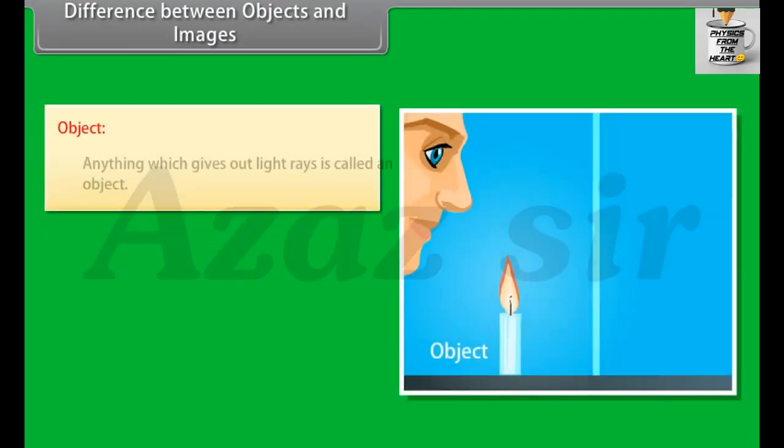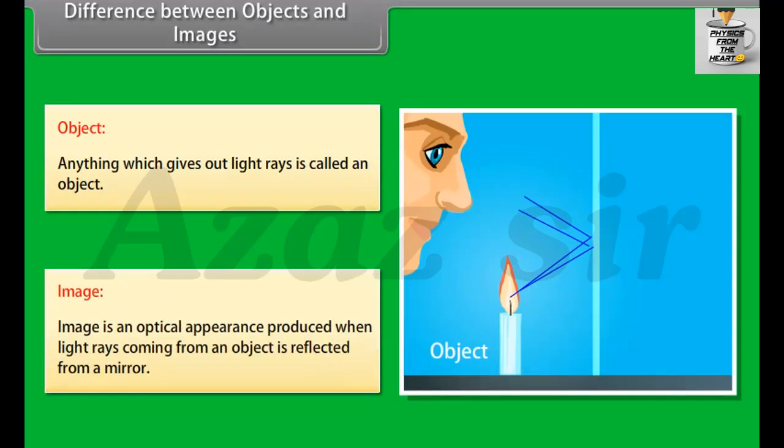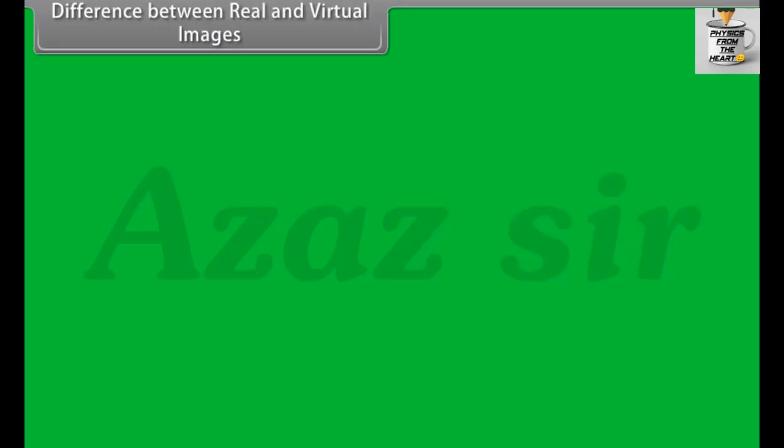Object. Anything which gives out light rays is called an object. Images. Image is an optical appearance produced when light rays coming from an object are reflected from a mirror. Difference between real and virtual images.